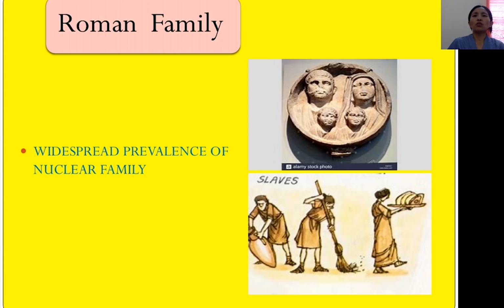The first feature was based on widespread prevalence of nuclear family. So nuclear family means a single family which includes a man and his wife and children. So there was the widespread prevalence of the nuclear family in the Roman society. So unlike others, adult sons didn't live with their families, and it was an exceptional case for adult brothers to share a common household. Slaves were also included in the family for carrying out a wide range of domestic activities.